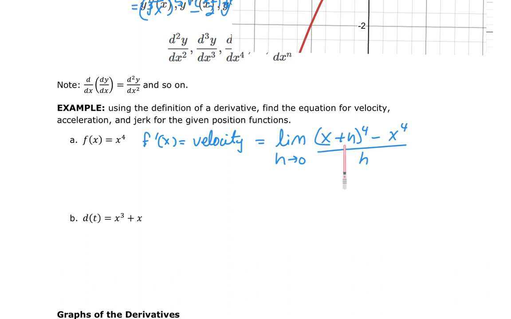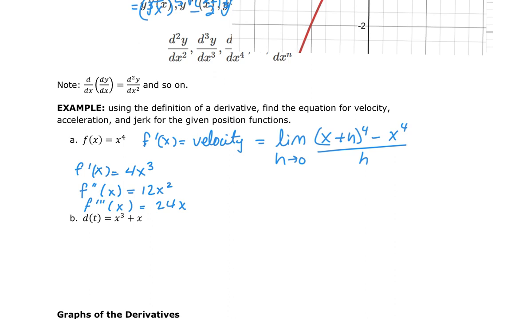Now remember, we know the binomial theorem from pre-calculus 2, or you can use your Pascal's triangle. So what I'm going to do is just give you the answers, and I'll let you take the opportunity of going through these. So f prime of x is going to be 4x to the third. f double prime of x is going to be 12x squared. And f triple prime, which is the jerk, is going to be 24x.